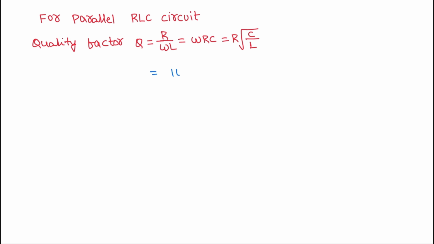So omega is 10, resistance R is 100 kilo ohm, that is 100 into 10 cube, and capacitance C is 0.1. Now the quality factor Q is 10 power 5. So for a parallel RLC circuit, quality factor Q is 10 power 5.